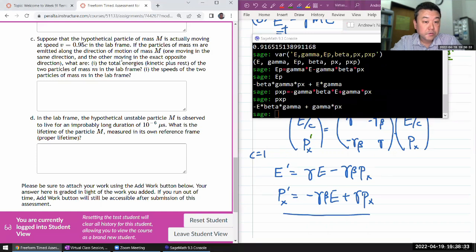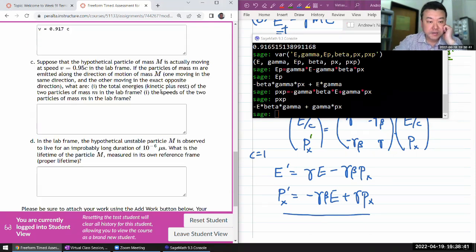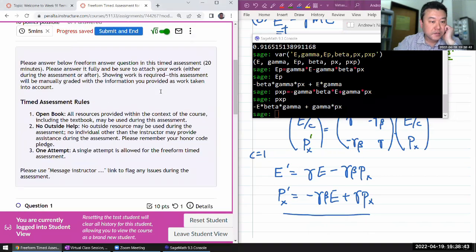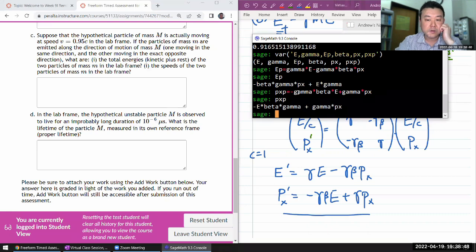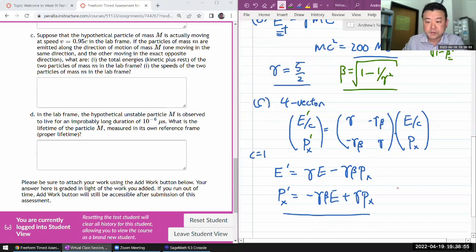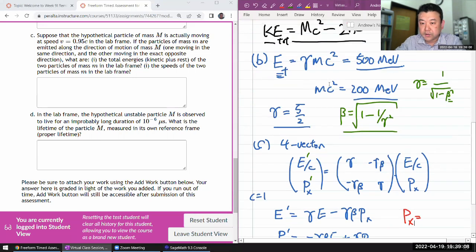Okay, so what are the total energies? I have to compute these separately. One of the particles will have more energy, and the other one will have less energy. So for one of the particles, I can consider the particle that was moving in the same direction as m. For that particle, p_x should be in the same direction, so p_x should be what I calculated above.